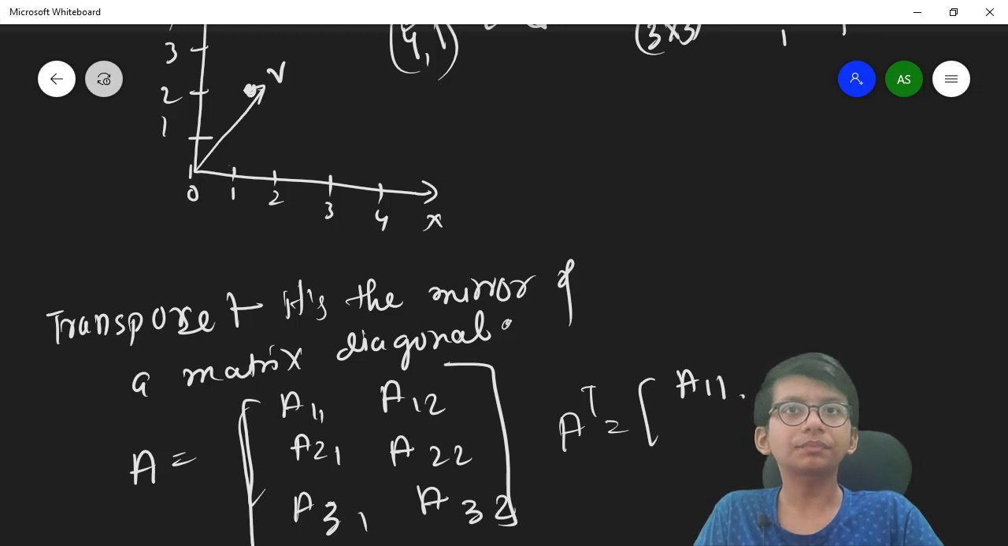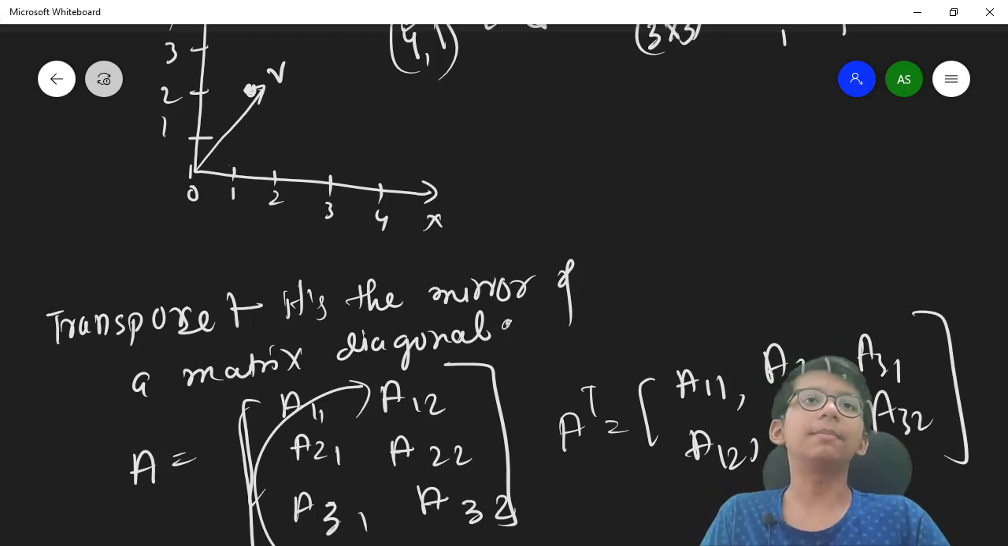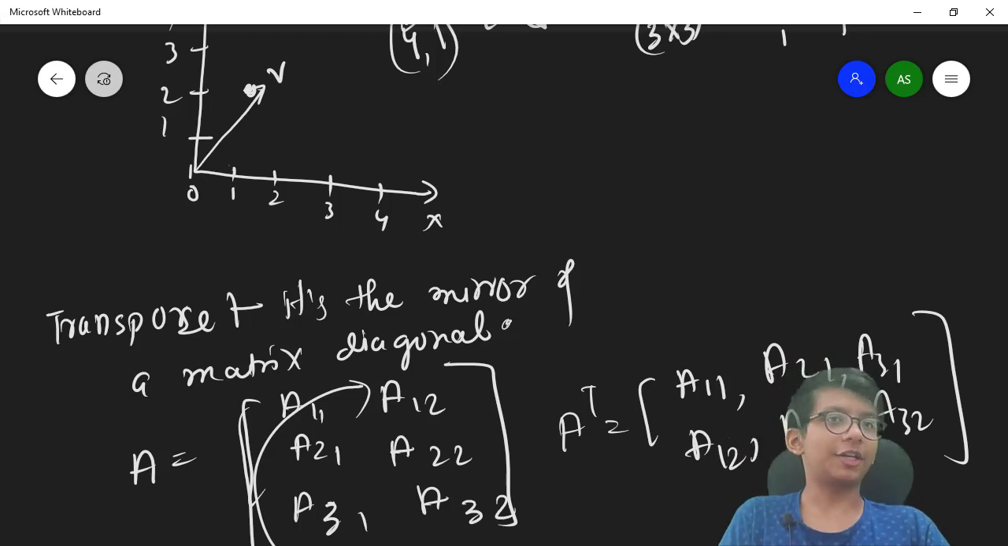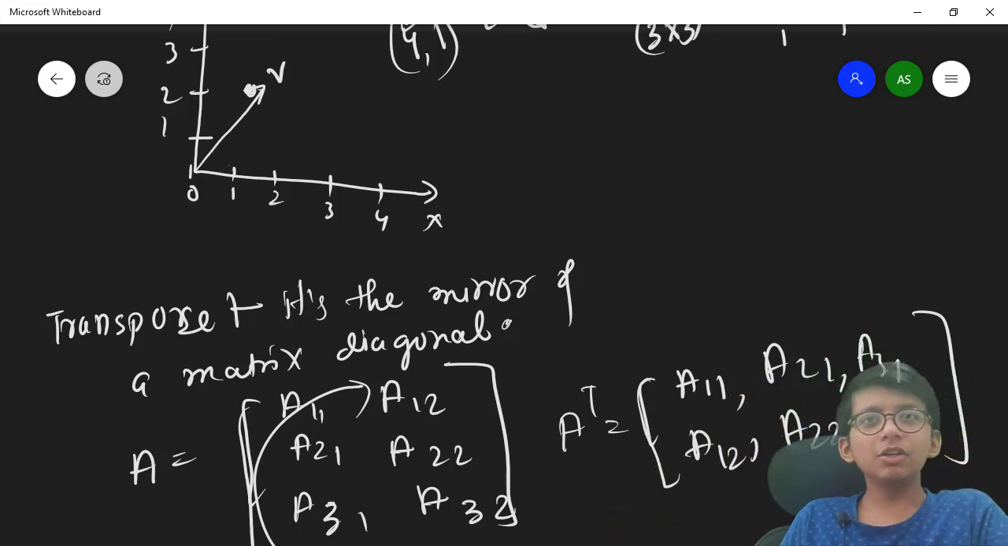The resulting matrix will be A11, A21, A31, then A12, A22, and A32. That's how you do the transpose of a matrix. So what you have done is taken a matrix A, but you may think, what is this 21, 12 subscript?